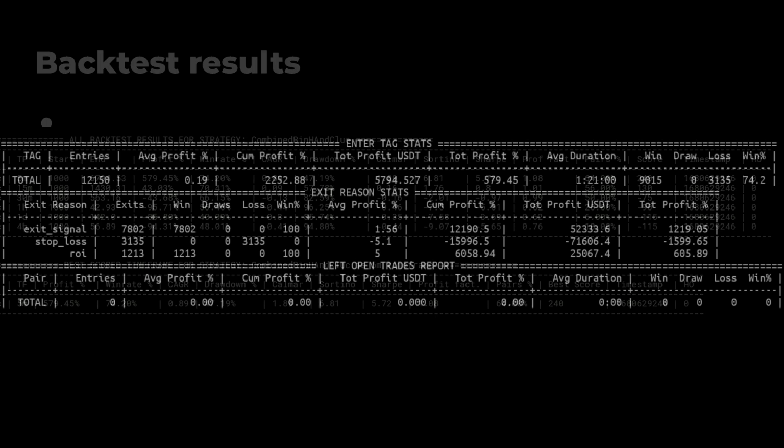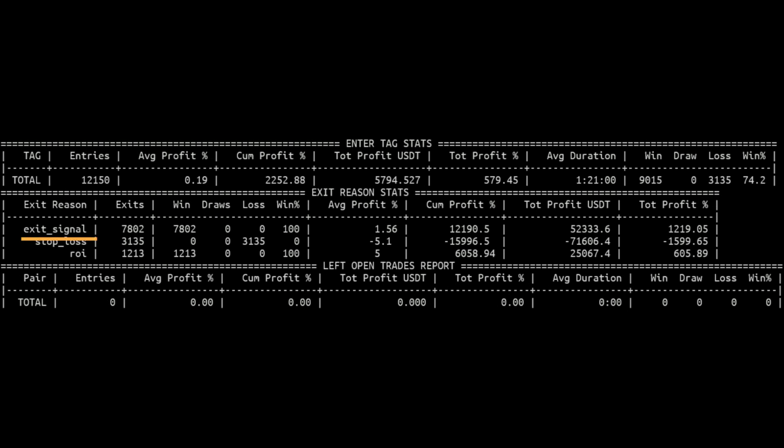Now looking at the exit reasons, we can see that the exit signal is actually the main cause of all these profits. Almost 8,000 times an average profit of 1.5% adds nicely to your account. However, the stop loss does not do a lot of damage to these nice profits. And I can also see that there are twice as many stop loss signals as ROI signals. So, if I can improve the stop loss, maybe I can also improve the profitability of this strategy.